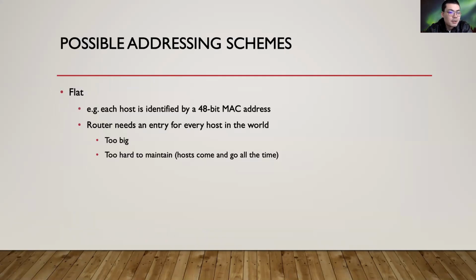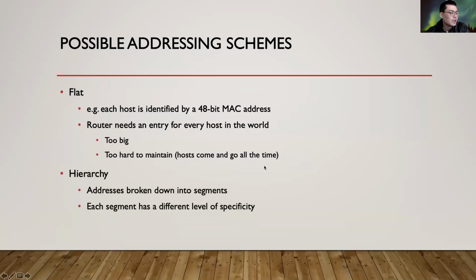So for possible addressing schemes, as we said, the MAC address is flat. It's a 48-bit MAC address, and so it's totally flat. Each one has a unique address. And if we use this flat design, the router needs an entry for every host in the world. So this is not going to scale and is hard to maintain, because some hosts may be down. So we cannot just use a subnet solution for the whole internet.